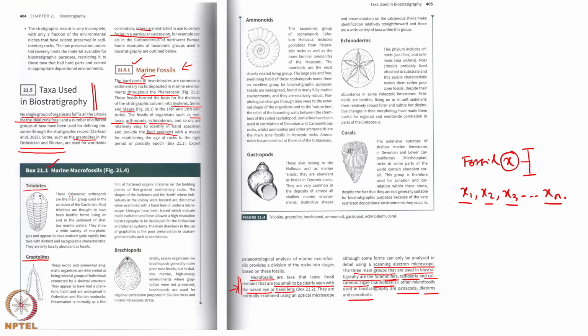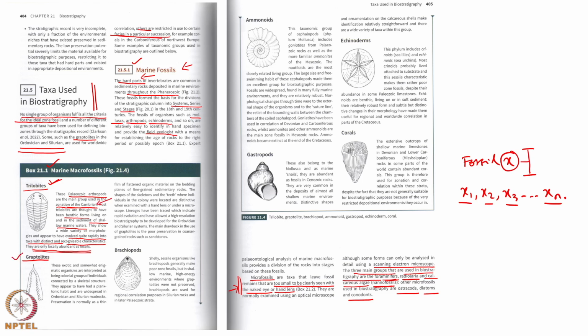These are the Paleozoic arthropods, and they are used essentially to do the zonation of the Cambrian. That is important. Cambrian zonation can be done using trilobites. Now, they are extinct. We do not see in the present world any of the trilobites. Most of these trilobites are of the benthic forms, and they stayed in shallow marine waters. They evolved very rapidly into taxa with distinct and recognizable characteristics, but they are only locally abundant as fossils. Even if we are looking at the Cambrian rocks, not everywhere they can be found.